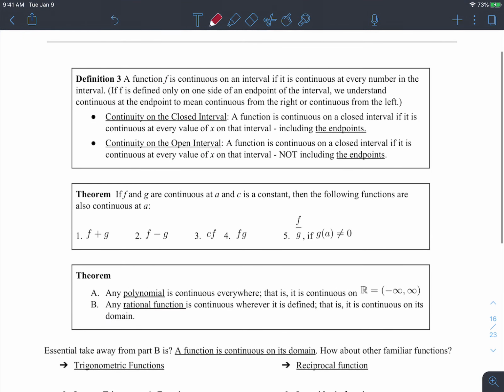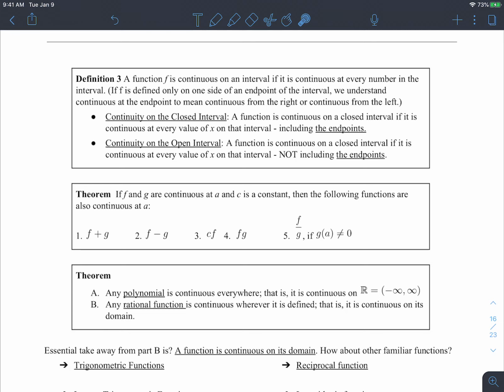There's lots of definitions, and many of them are sort of intuitive, but we need to say it in an exact form, right? Make sure to fill in the blanks, okay? So it's talking about the fact that a function f is continuous on an interval if it is continuous at every number in the interval. If f is defined only on one side of the endpoint of the interval, we understand continuous at the endpoint to mean continuous from either the right or the left. So it's a bit of an extension on the previous idea, right?